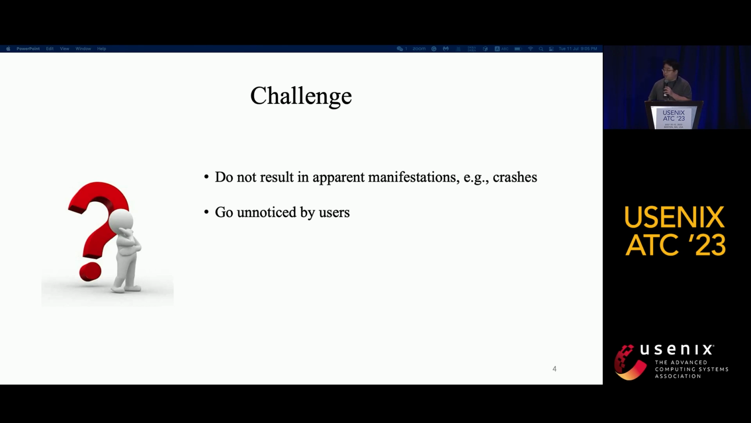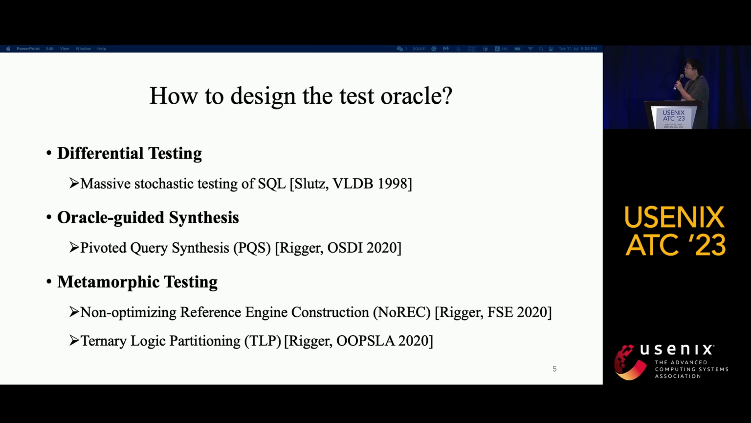To discover logical bugs in the DBMS, the key problem is to resolve the test oracle problem, which is: what is the correct query result for a given SQL query? This is a very important and central problem in the area of software testing. According to our investigation, there are three major lines of work focusing on DBMS testing that try to resolve the test oracle problem in different ways, including differential testing, oracle-guided synthesis, and metamorphic testing.